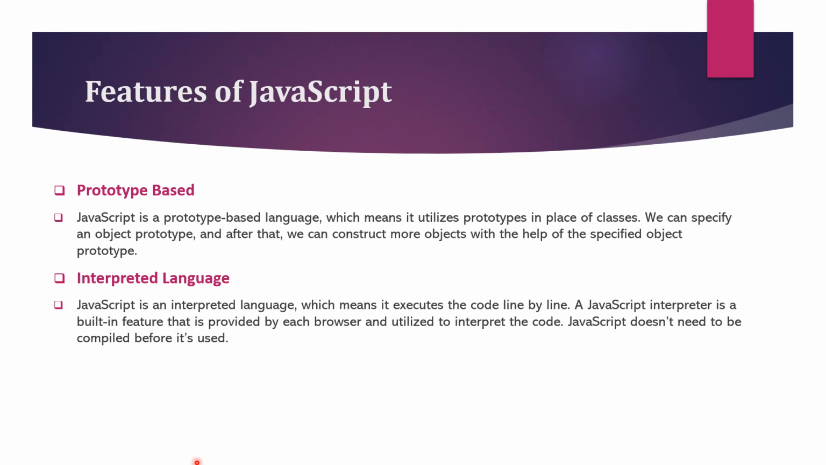Prototype based. JavaScript is a prototype-based language, which means it utilizes prototypes in place of classes. We can specify any object prototype and after that we can construct more objects with the help of the specified object prototype. Next is the interpreted language. JavaScript is an interpreted language, which means it executes the code line by line.